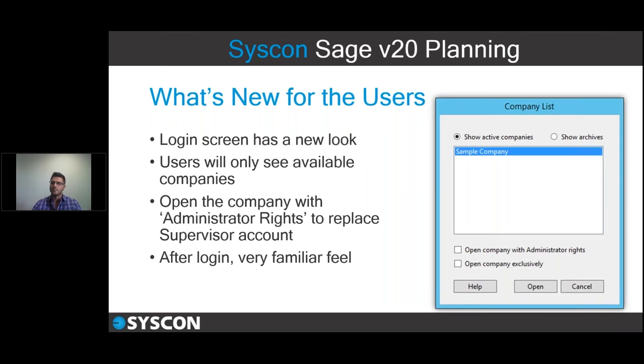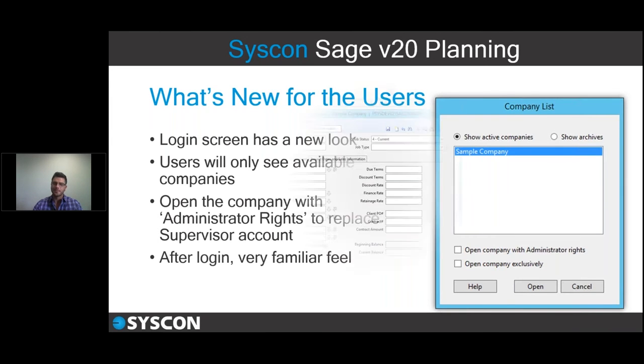Oh, and here's that box you were talking about. Exactly. So this is the box I was talking about, where Open a Company with Administrator Rights and Open a Company Exclusively. The Open Company Exclusively option is just about the same as it was before. Great.